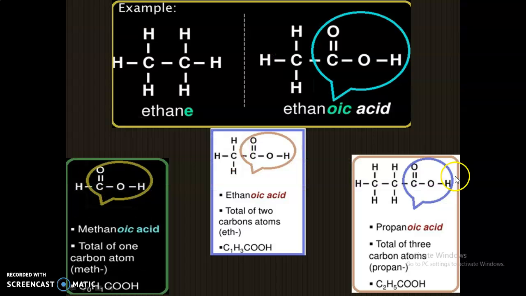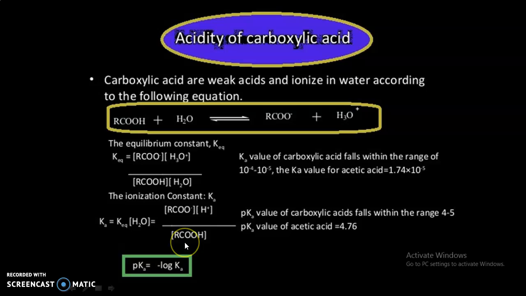These are some examples. In ethane, the E of the alkane ending is replaced by OIC acid. It is ethanoic acid. This is the functional group. Same with methanoic acid, ethanoic acid, and propanoic acid. Here is a hydrogen with the carboxylic acid functional group. It is one carbon, so it is methanoic acid. Here are two carbons, 1, 2, so ethane, ethanoic acid. Here 1, 2, 3, three carbons, so propane, propanoic acid. So the next point is the acidity of carboxylic acids.